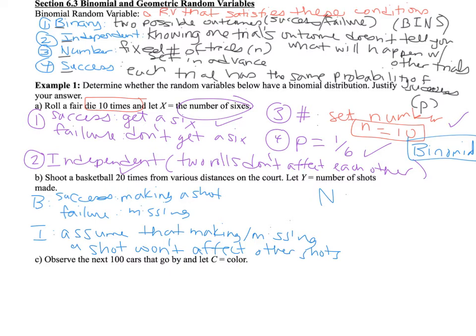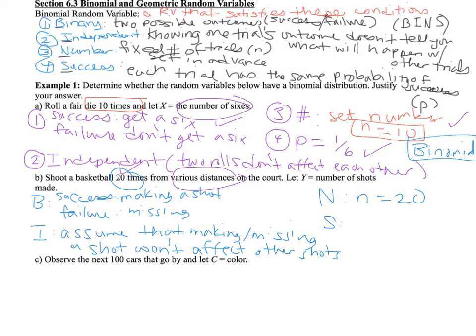Okay, so in this case, there is a set number of shots, and they tell us we shoot a basketball 20 times. So n is 20. Okay, we have an issue with our success. They do not have a probability of success. They don't give us one, which doesn't mean that we don't have one. However, they specifically tell us that we're shooting it from various distances.